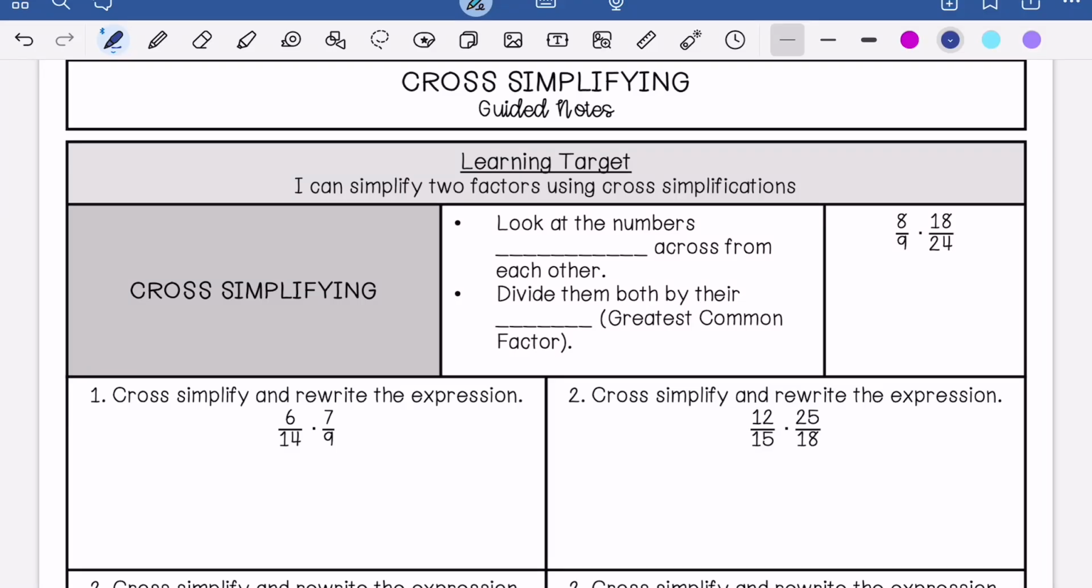In this video, we're going over cross simplifying. My learning target is I can simplify two factors using cross simplifications.